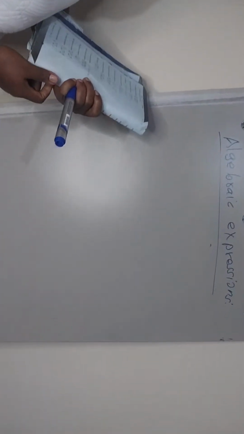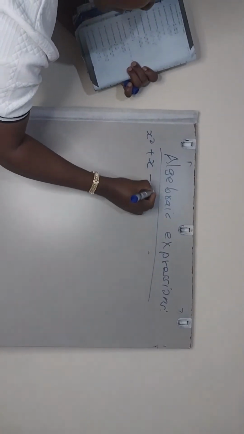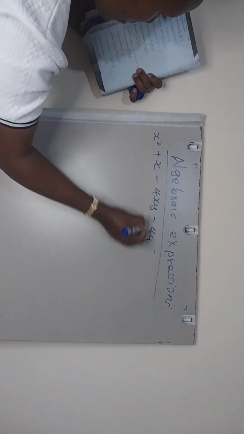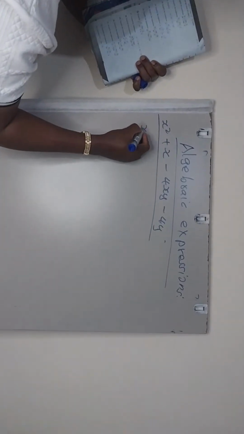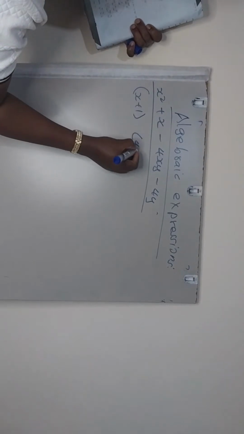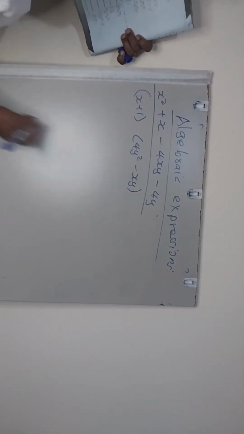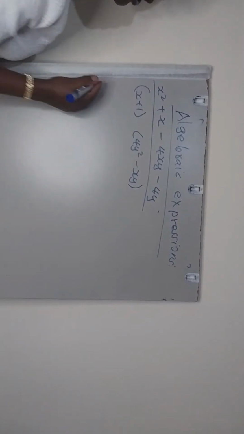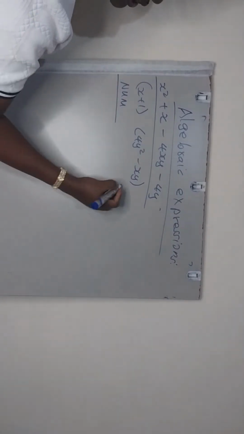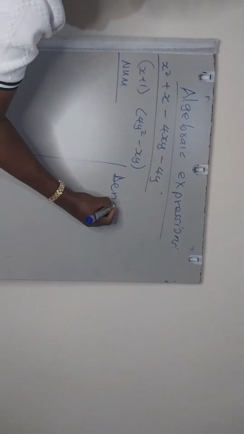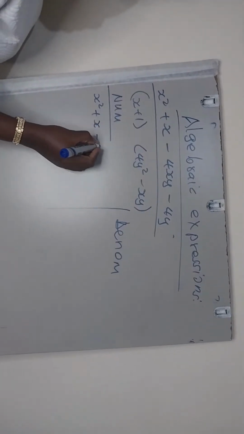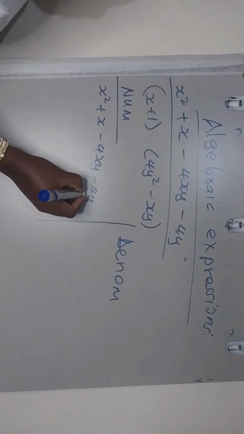Now, another question says, simplify the expression, 3 marks. We have (x squared plus x minus 4xy minus 4y) all over (x plus 1)(4y squared minus xy). As we have said earlier, we do the numerator, the denominator, and then an overall of the numerator over the denominator. Let us see. The numerator says x squared plus x minus 4xy minus 4y.